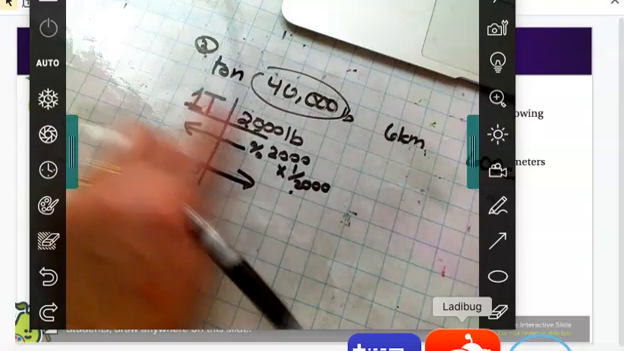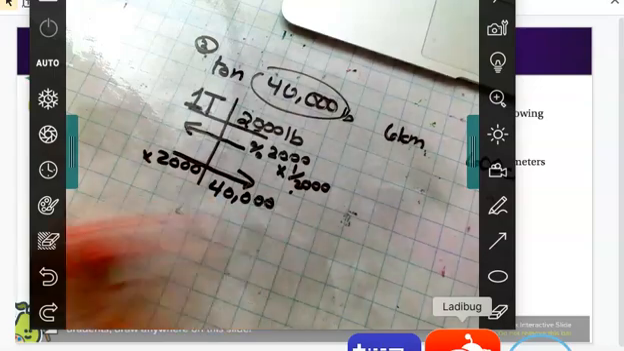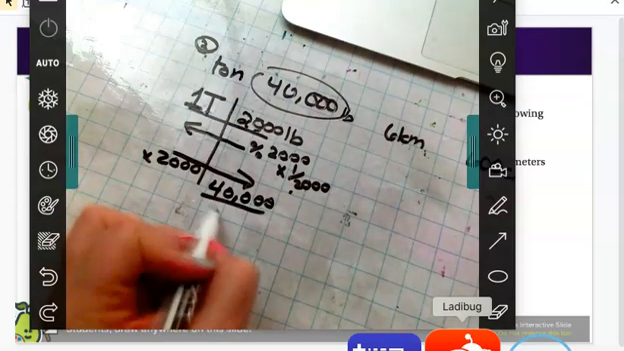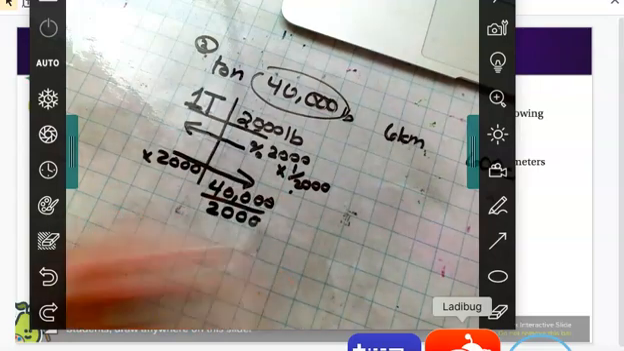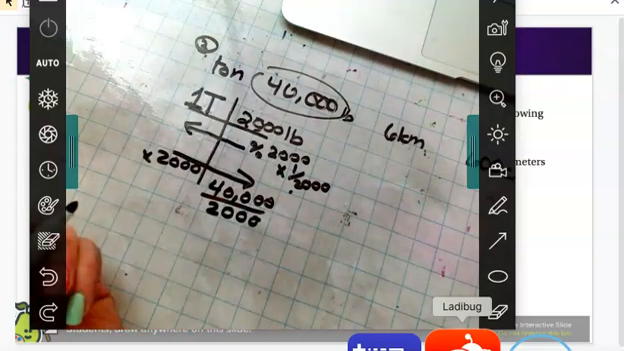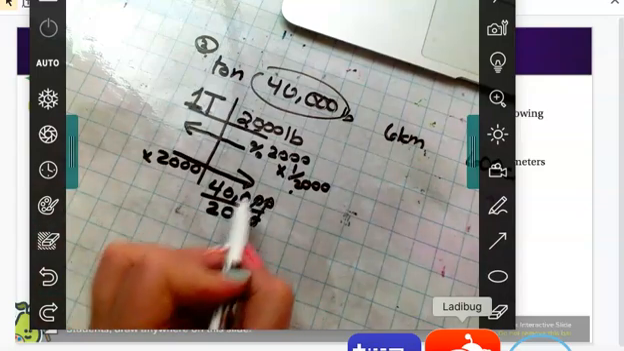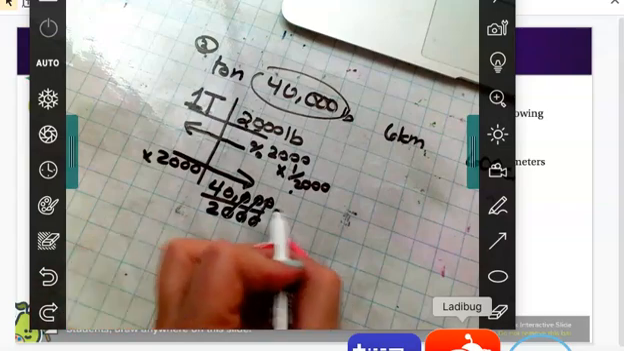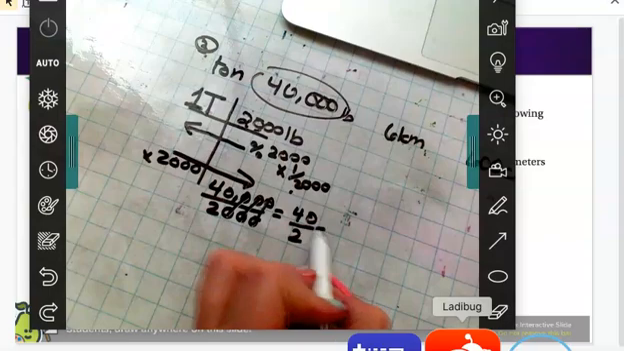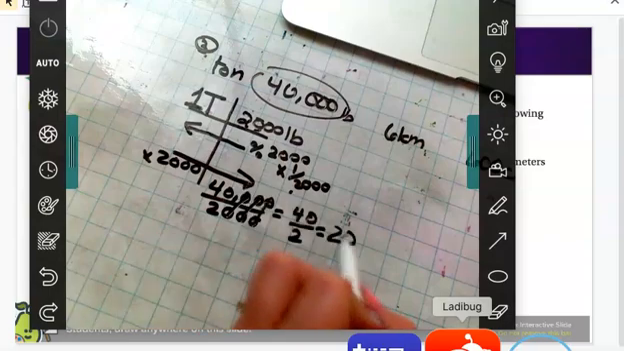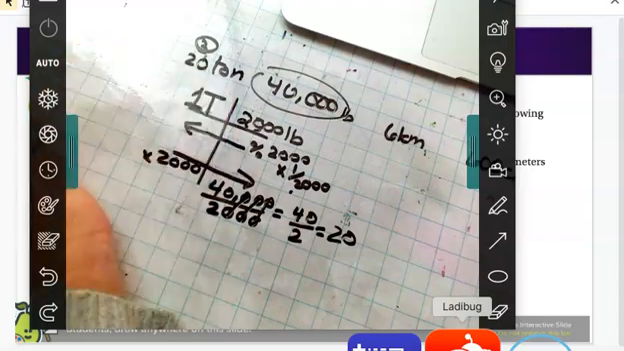Now ask yourself, what measurement do I have? I have 40,000 pounds. So I'm going to take that 40,000 and divide it by 2,000. Remember, your fractions are division. This is easy. Properties of 10, just take away those zeros. What do I have left? I have 40 halves. Well, what's 40 halves? You're going to see that right away: 20. So 40,000 pounds is equal to 20 tons.